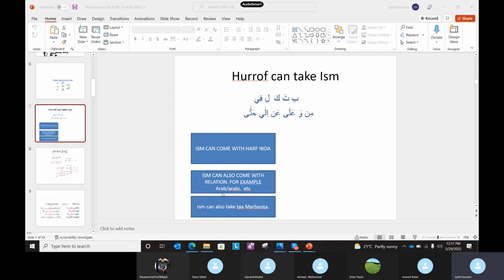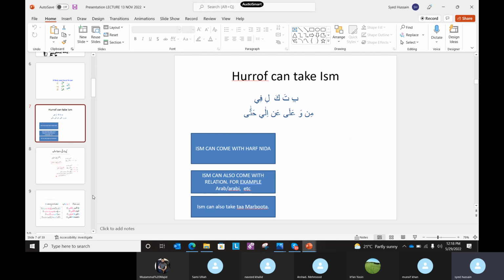For example, Arab, and we say Arabi, the relation. The person who lives in Arab is Arabi. So see the relation between Arab and the residents, like Canada, Canadian, or American, or Pakistani, Pakistan. So ism can also be taken as a ta marbuta. Ta marbuta we will discuss once we go into more detail on that.